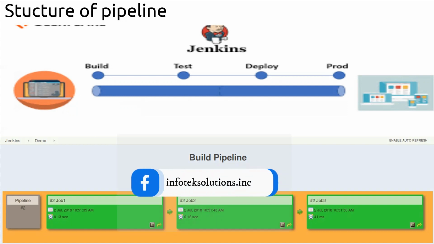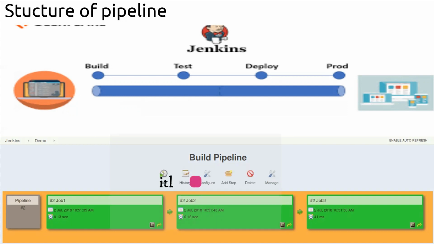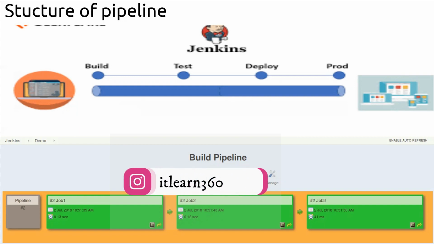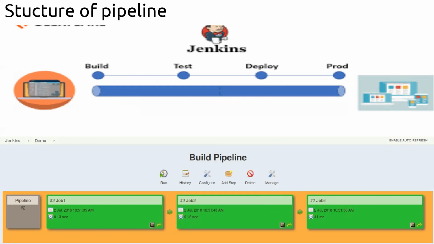When you integrate something, it goes through different processes like build, test, and deployment. Once all these three processes are achieved, at the end you will have the production output of the pipeline. After building the jobs, you will have pipeline structures like this. This is how the pipeline structure will look, with the jobs integrated in the structure.